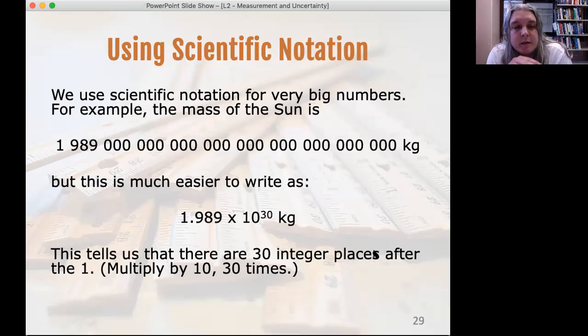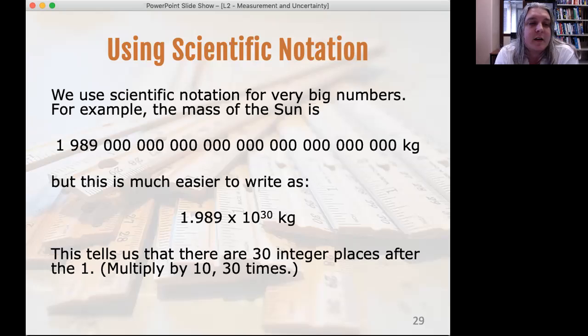But the reason it's useful is that we often deal with very large numbers. The mass of the sun, for example, is 1,989,000,000,000,000,000,000,000,000,000,000,000,000,000 kilograms. That is much easier to write as 1.989 times 10 to the 30 kilograms. It's a lot easier to write that. It also reduces the chance of any mistake.